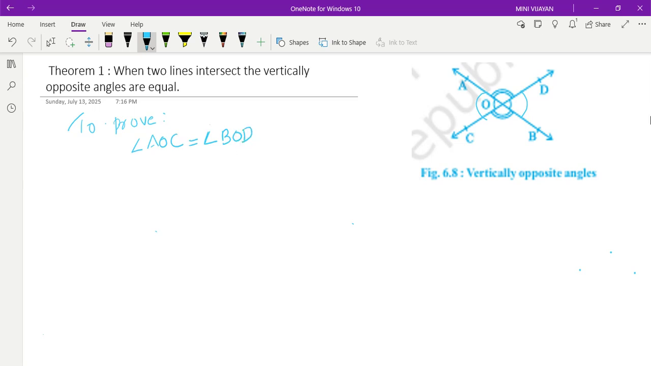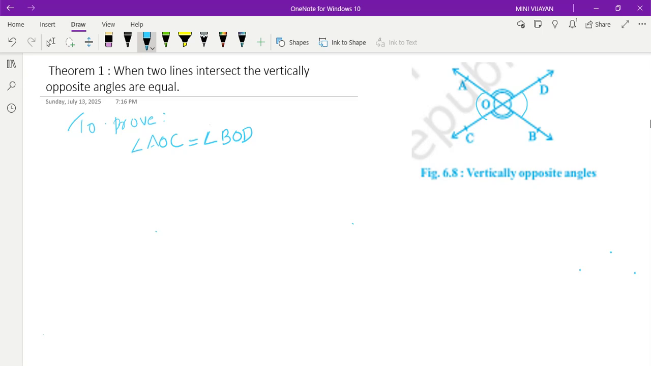First, I'm taking only one pair of vertically opposite angles. We can see that there is one more pair of vertically opposite angles over there. Okay, let it be there for now. We can take these two vertically opposite angles here. And how can we prove that they are equal? By applying the different properties we have learned, the different axioms we have discussed. Based on that, we can prove these two angles are equal.